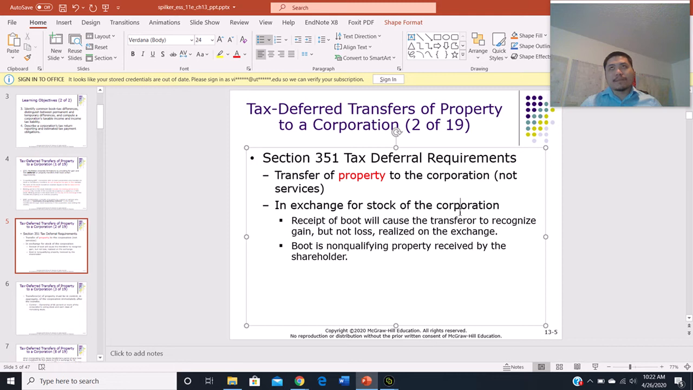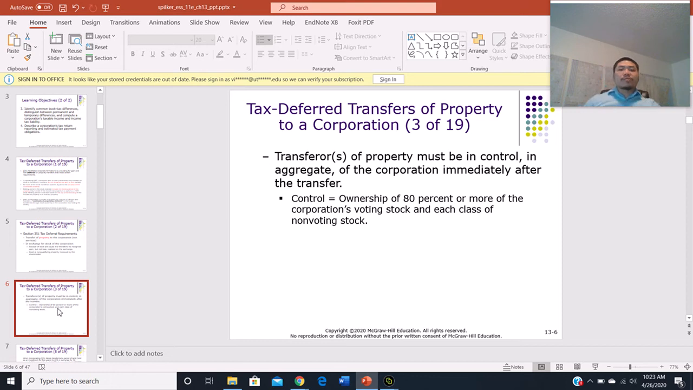and the involvement of boot can cause the shareholders to recognize gain, right? We're going to talk about that in a few minutes. But keep in mind the second requirement for Section 351 is the shareholder has to receive stock in exchange, right? Not other non-qualifying stuff, all right?